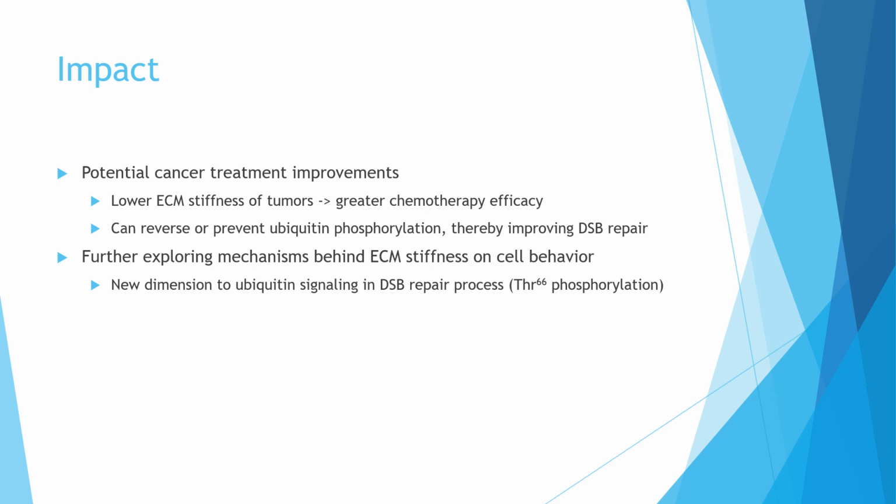Also, the mechanism of ubiquitin phosphorylation by MAP4K kinases inhibiting DSB repair on soft substrates was previously unknown, and by preventing this phosphorylation, you can negate those effects. That could definitely be useful in improving the survival of certain tissues that might otherwise be prone to that double-strand break repair inhibition due to soft substrate stiffness.